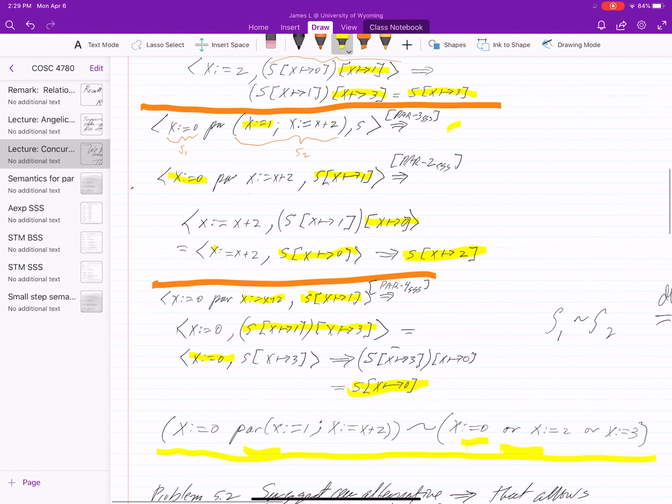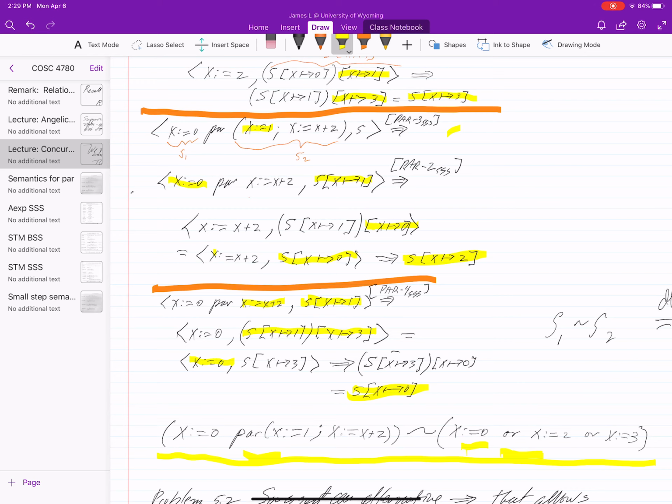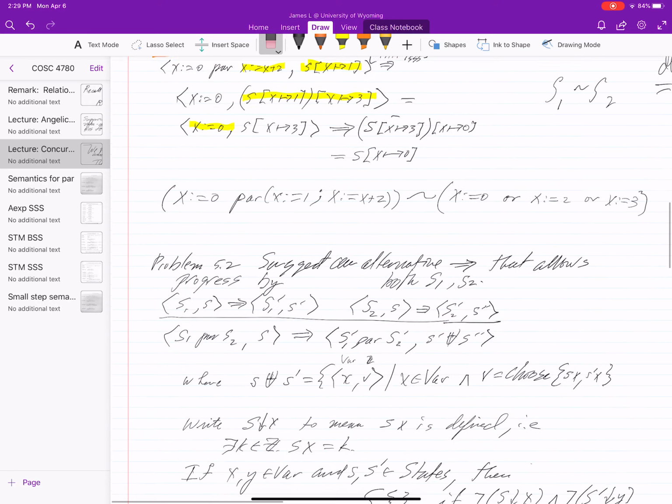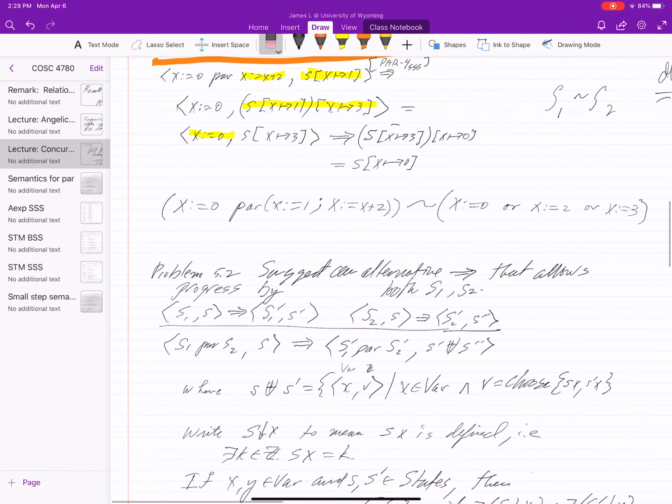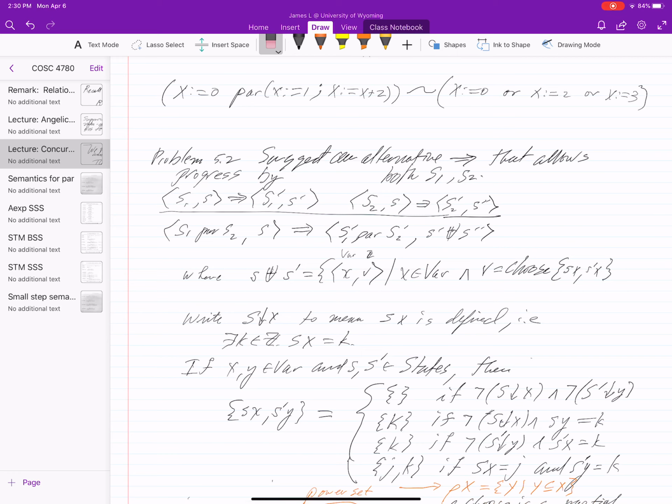So this is the section on concurrency. It's not very useful without some kind of semaphore or mutual exclusion operator. We can't really write any very interesting programs in this, but it does introduce non-determinism, and it illustrates the complexity of concurrency.